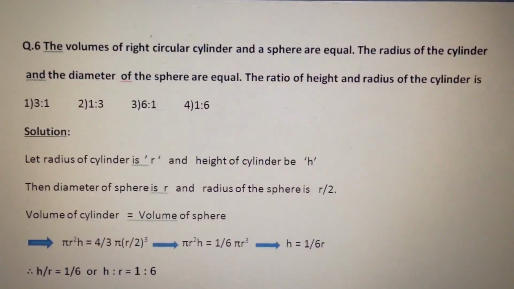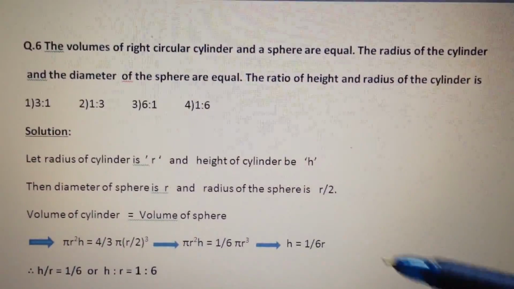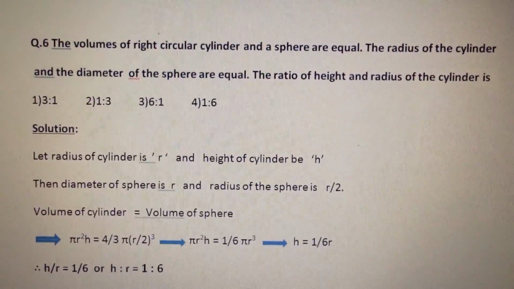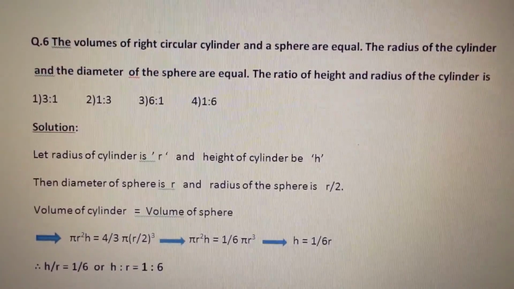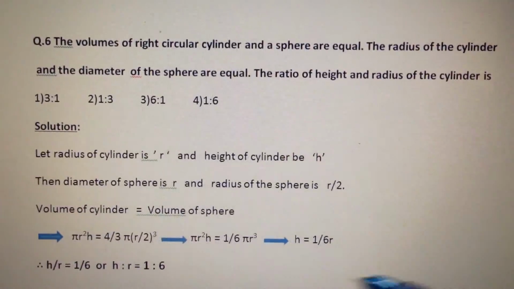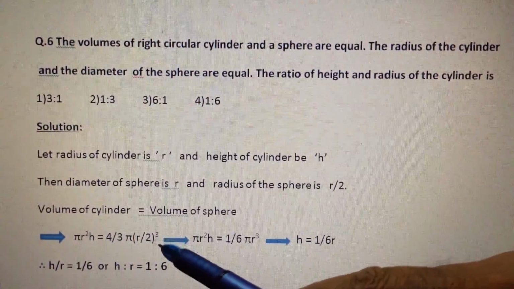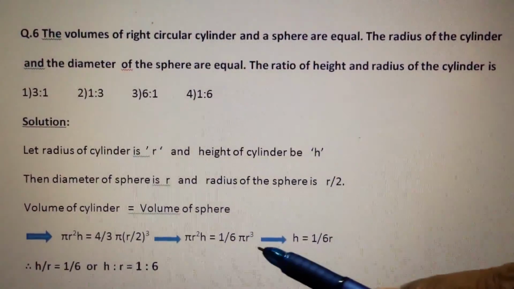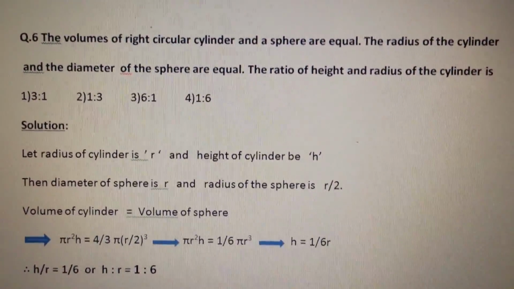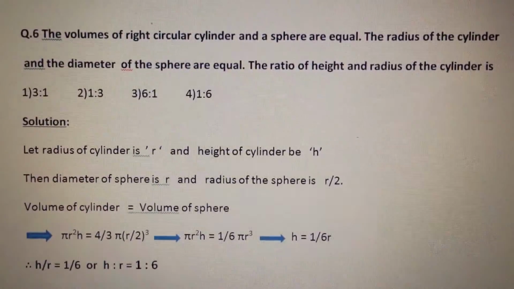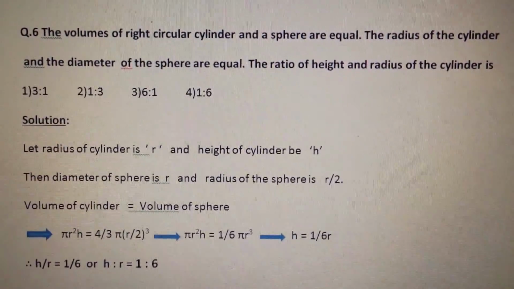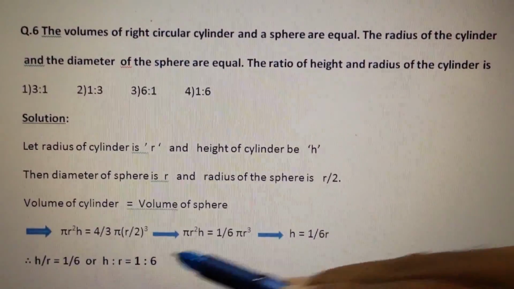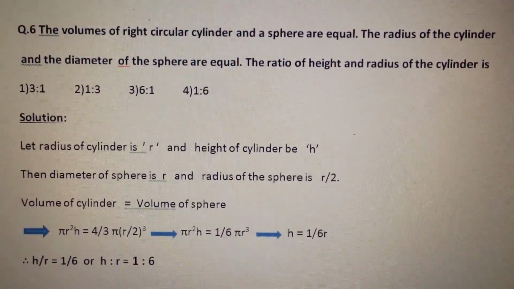The volume of the cylinder is equal to the volume of the sphere. So we know that the volume of the cylinder is pi r square h and the volume of the sphere is 4 by 3 pi r cube. Here the volume of the sphere is 4 by 3 pi (r by 2) cube. So pi r square h is equal to 1 by 6 pi r cube. So h is equal to 1 by 6 r. We are asked to find out the ratio between height and radius. So h by r is equal to 1 by 6. h is to r is 1 is to 6.